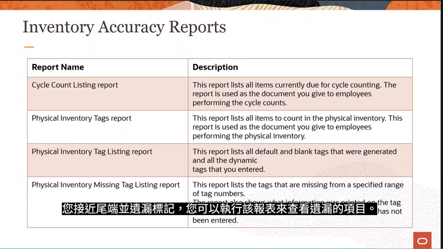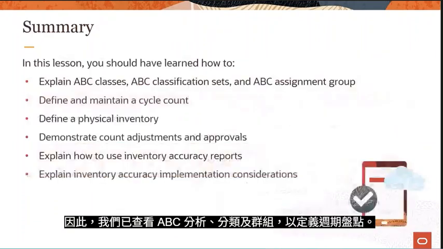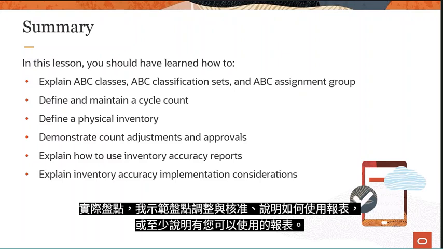So we've looked at the ABC analysis and groups, defining a cycle count, physical inventory. I demonstrated the count adjustment and approvals, explained how to use the reports, or at least explained that there are reports you can use, and things to consider when you're doing your implementation.